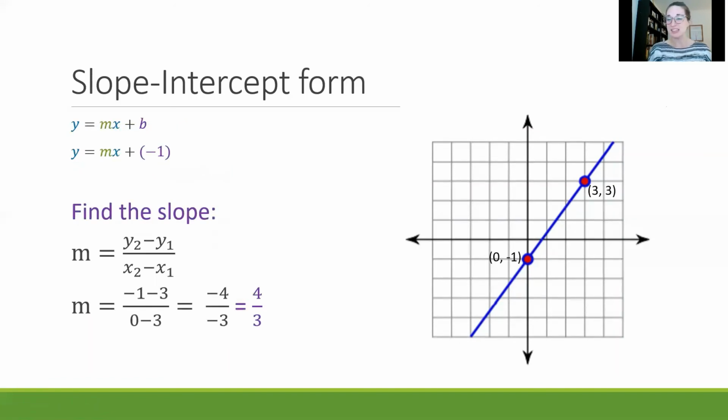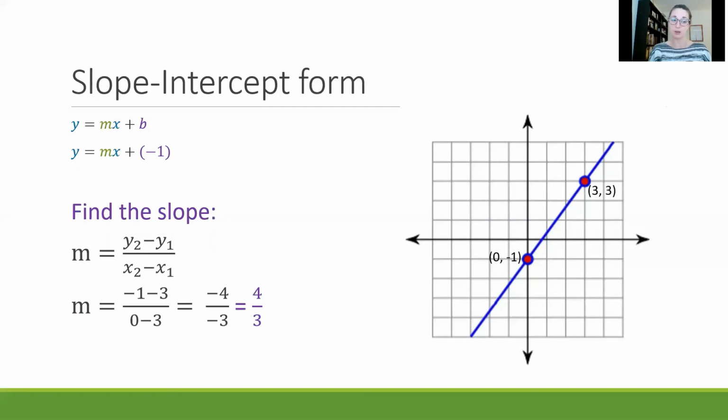Now we need to fill in the m for the slope. So to find the slope, we will need to do our full slope formula, which again is m equals y2 minus y1 over x2 minus x1. So we're going to assign which point will be the 2 and which point will be the 1. We're going to use 0, -1 for x2 and y2. And we're going to use the 3 for x1 and y1.